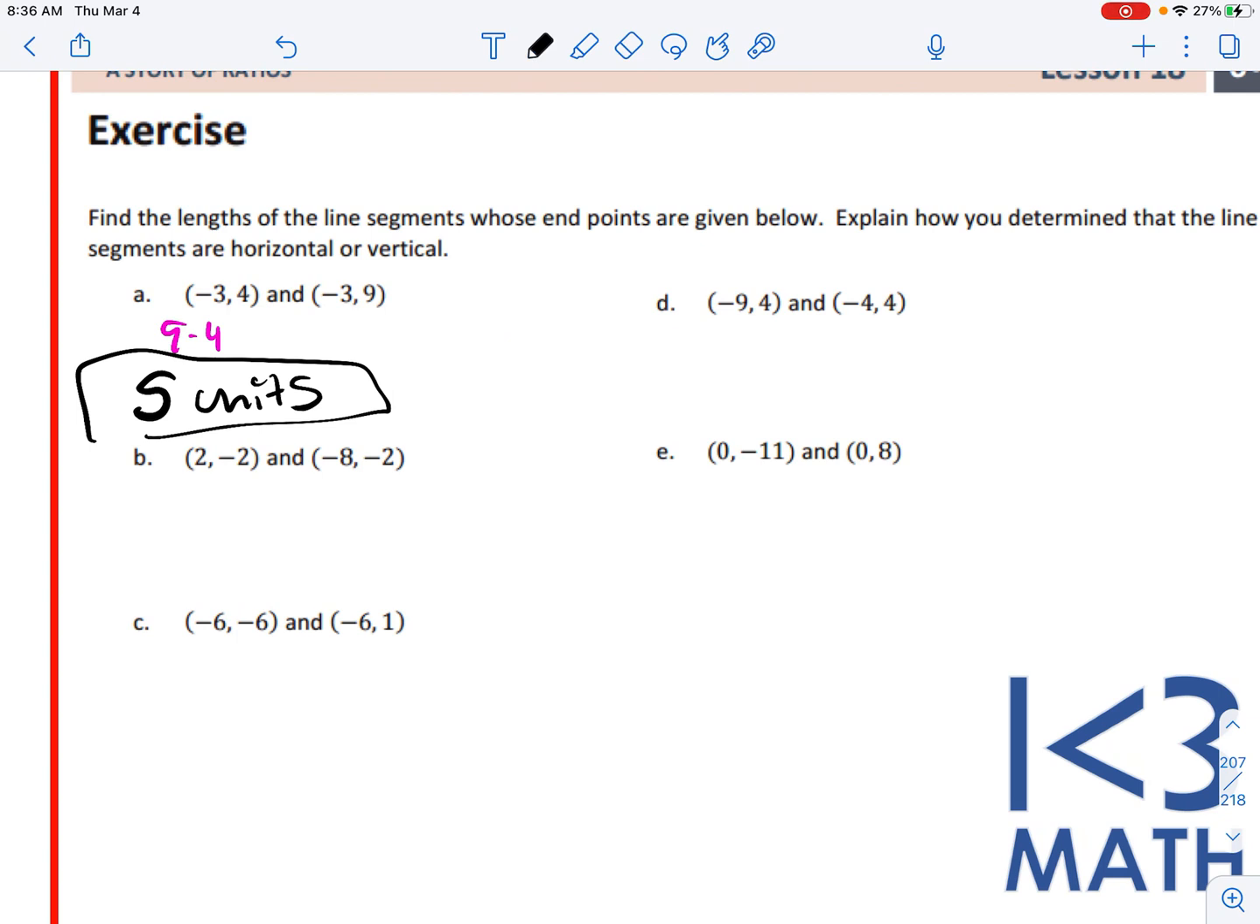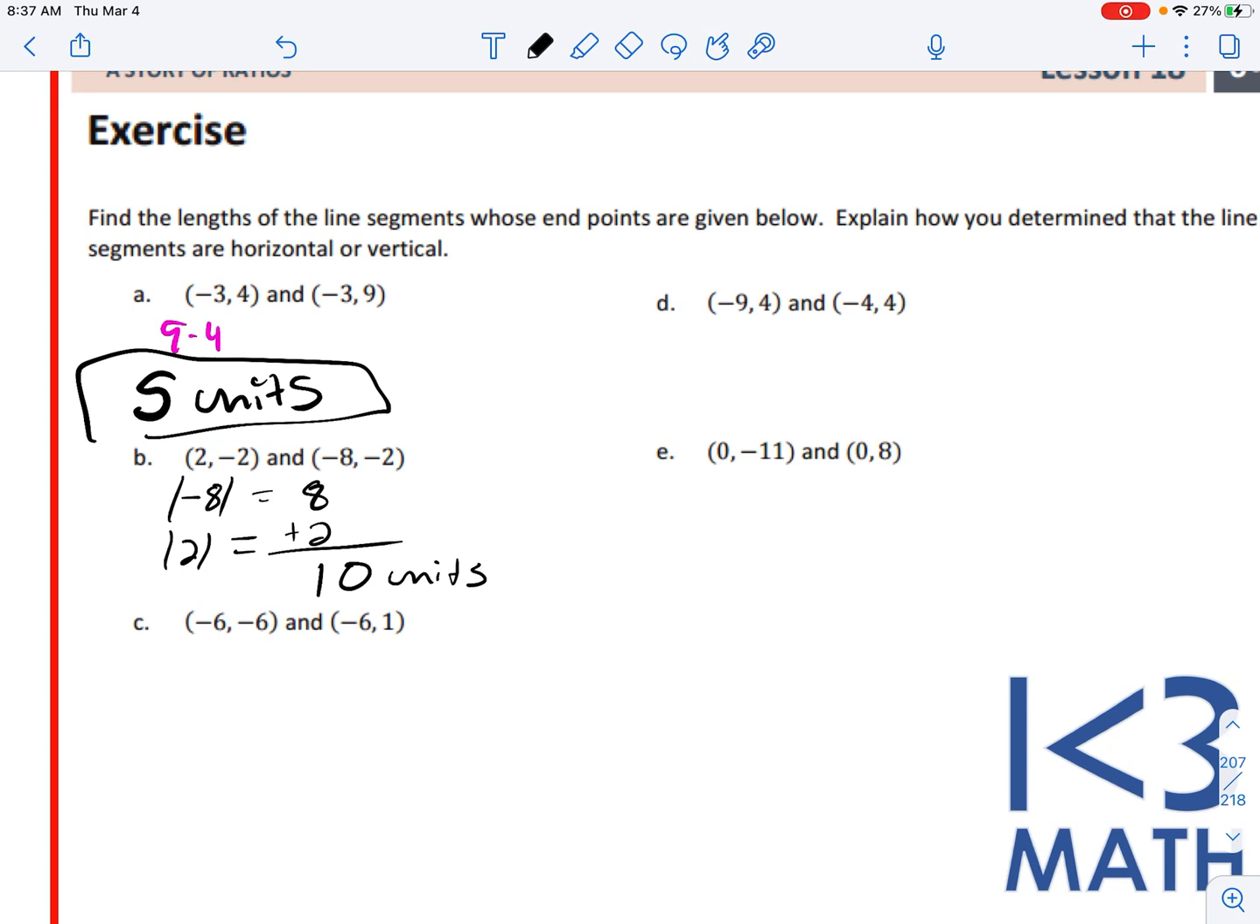Letter B says 2, -2 and -8, -2. So this one's going to lie on the same horizontal line, and 2 and -8 are on opposite sides of 0, so we're going to have to use absolute value. The absolute value of -8 is 8, the absolute value of 2 is 2. We add those up and we get 10, and 10 units is my answer for letter B.